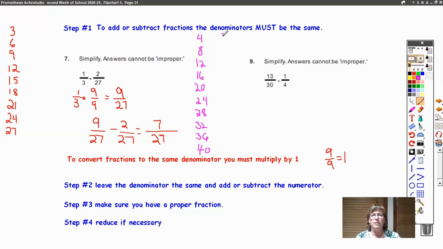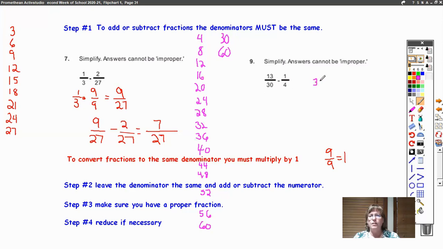Because if I go with my 30s, I've got 30 and then 60. Okay, and I have 20 and I have 40, but I don't have 60. But I think I'll be able to get to 60. So I'm going to keep going. So I have 44 and 60, and so I do see that it is going to be 60ths that we're going to have to convert them to. And we're going to actually have to convert both of these fractions. So we'll start with the 30s first.